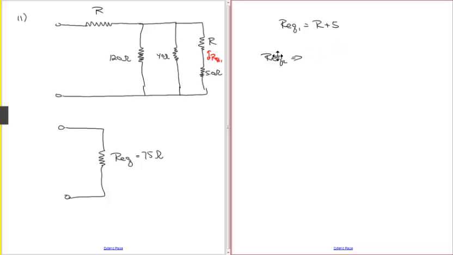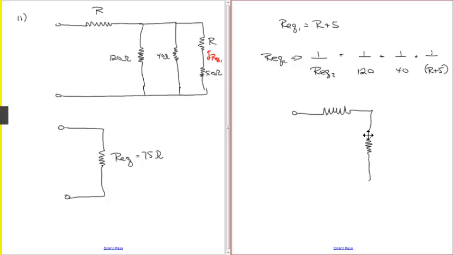And how do we find that? Well, because these three resistors are in parallel, we have to use the reciprocal relationship. So we'll say 1 over REQ2 is equal to 1 over 120 plus 1 over 40 plus 1 over the quantity R plus 5. Okay, so that's that. Now, what do we have at this point? We would have the resistance R, and then an equivalent resistance for the three resistors in parallel. So this is going to be the circuit at this point: this is REQ2, and this will be R. And then these two combined together will give us 75 ohms.